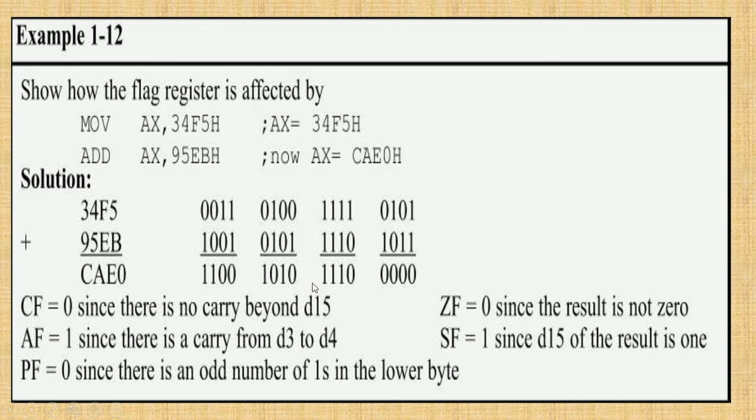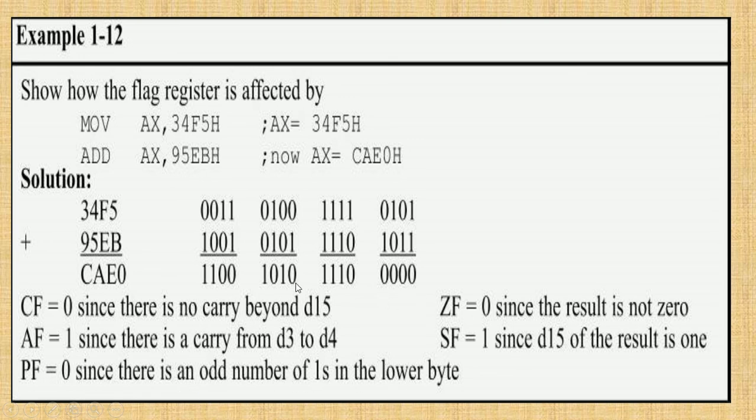What about the parity flag? Count the total number of ones: 1, 2, 3, 4, 5, 6, 7. What is 7? It is an odd number. Therefore, reset, since there is an odd number of ones in the lower byte. One more thing: the parity flag depends upon only the lower order byte, not everything, as I already mentioned in the note. Here 1, 2, 3. 3 means an odd number. Parity flag is reset. There is an odd number of ones in the lower byte.